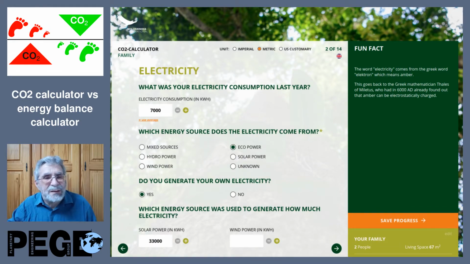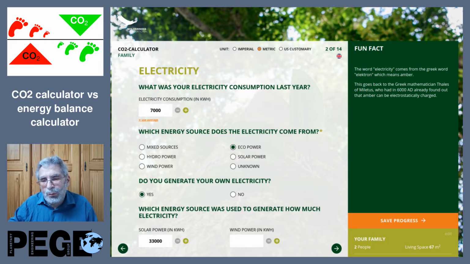Next, electricity consumption, 7,000 kilowatt hours. Most of this will be for the electric car, because the house does not consume so much, and I calculate for 24,000 kilometers a year, and I think it will use 4,200 kilowatt hours only for the car.